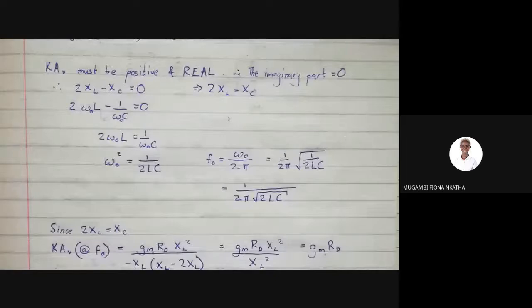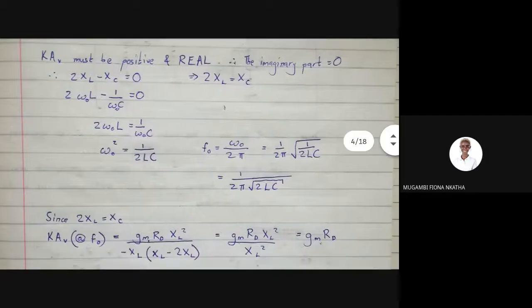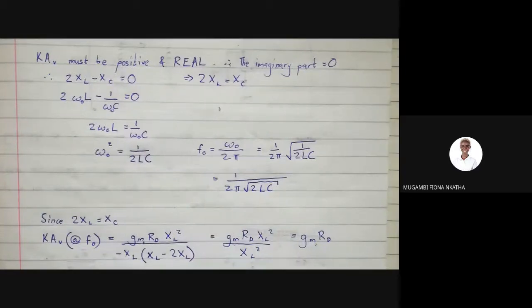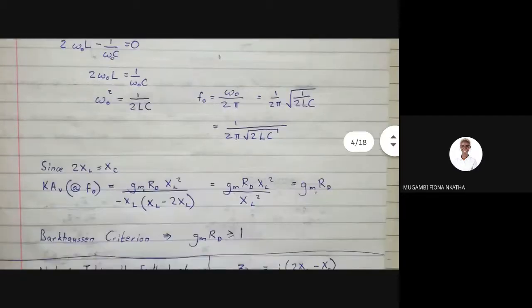So that's at omega squared. Omega naught squared is equal to 1 over 2LC, and omega is supposed to be equal to 2 pi f. So I've gotten the f naught equivalent, and that will be in hertz.